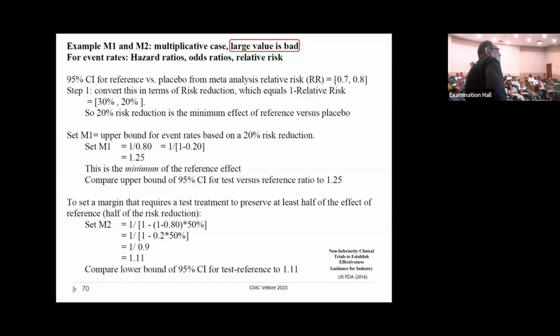And if you want to preserve at least half of that, you're going to take 50% of that. You better use a margin of 1.11. And the math is very simple to do this. But the concept is understanding that I want to preserve some of the effect of the reference drug or reference intervention versus placebo. And again, that guideline will give you all the more details than what I've put over here.